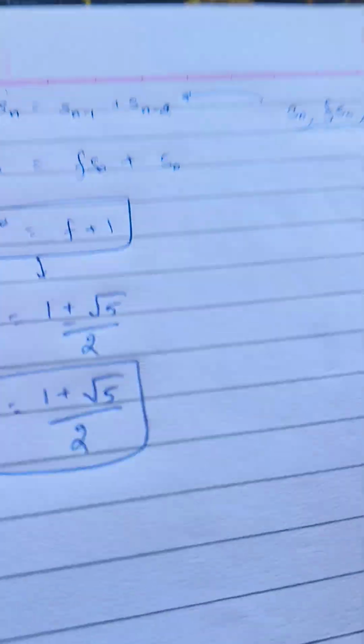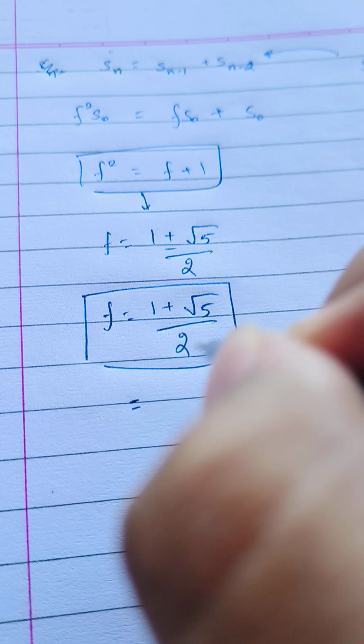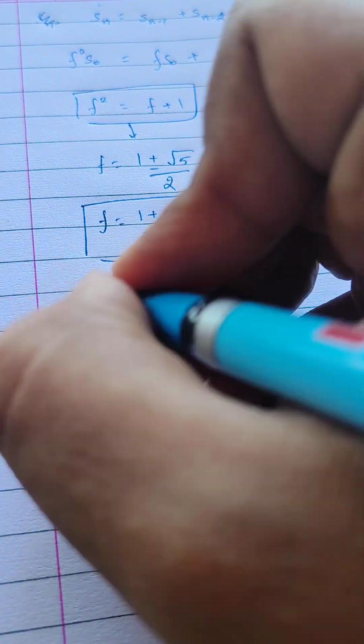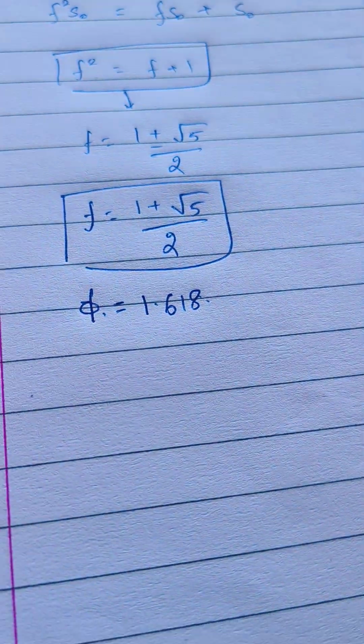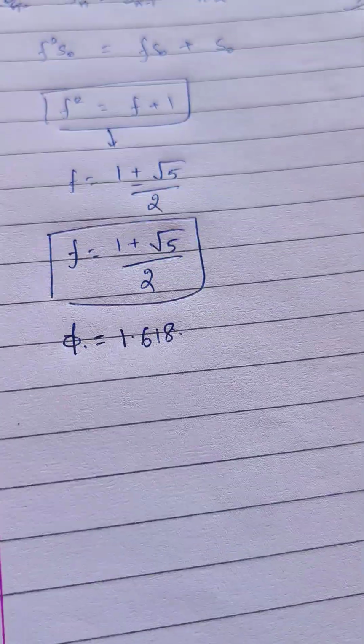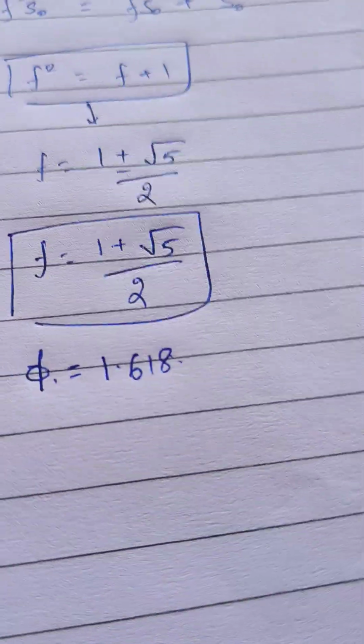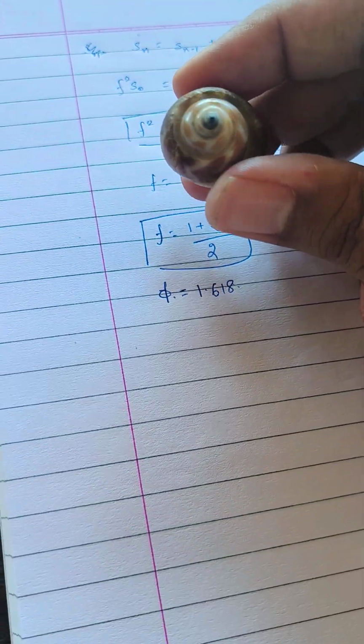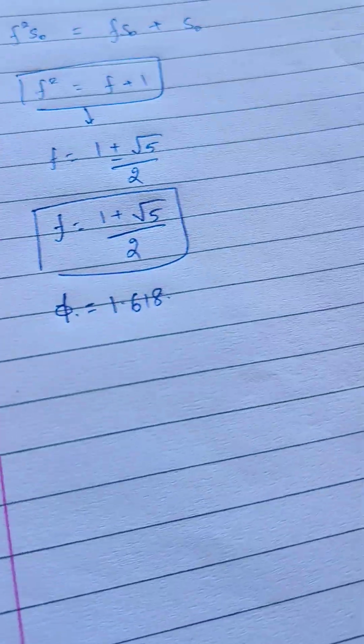Now this number, (1 plus root 5) by 2, in decimal terms is 1.618, a very interesting number which is called the golden ratio, phi. So this golden ratio phi is found in nature very commonly, as in you can see the radius of these shells grow with this kind of a factor of f.